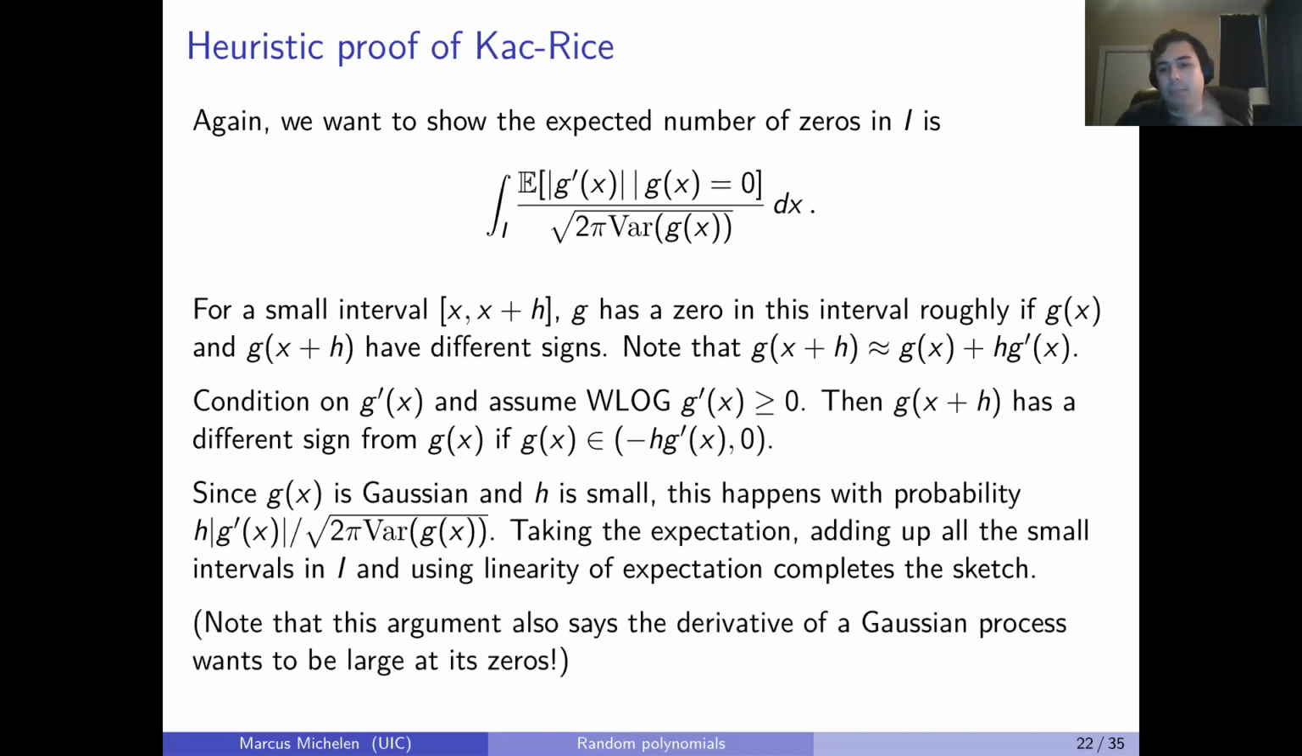And now I want to point out that this is telling us that the derivative wants to be big when I'm at a 0. Right? If we look at this probability we calculated in the middle of the page, this probability is going to be bigger if g prime is bigger. So this is saying if I look at a random polynomial, or just a Gaussian process in general, and I look at a 0, then its derivative is going to want to be even larger than usual.